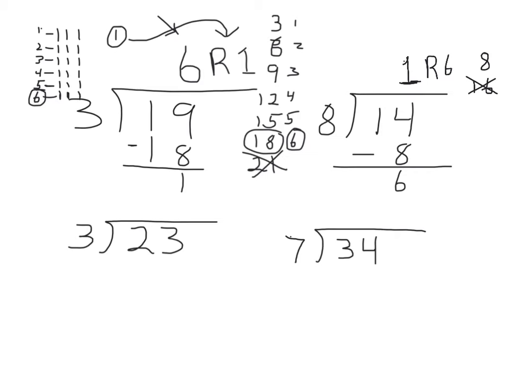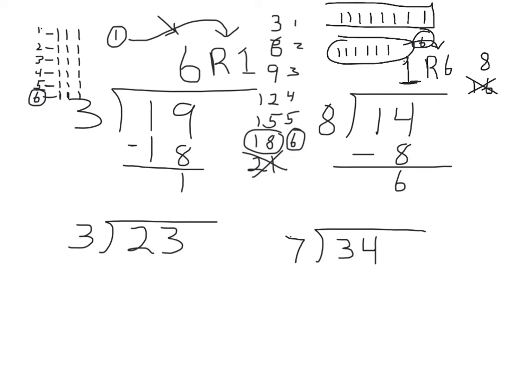I could also think of it this way. I have my 1 group of 8, 1, 2, 3, 4, 5, 6, 7, 8. And then my remainder is going to be 9, 10, 11, 12, 13, 14, which is 6. This is my remainder. And we have one group of 8 here. So the answer is 1 with a remainder of 6.